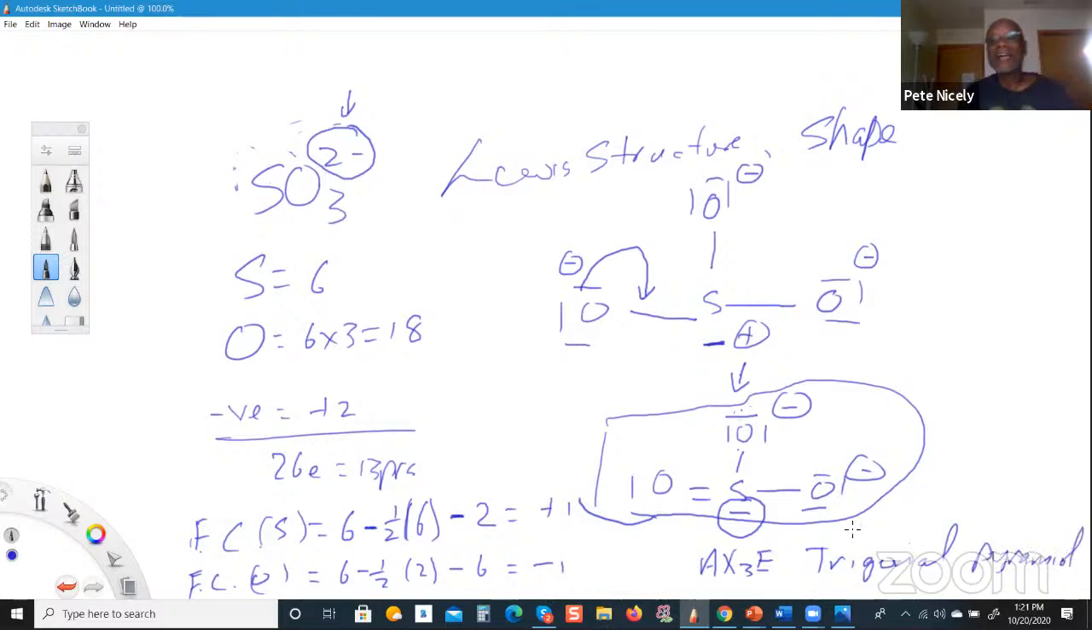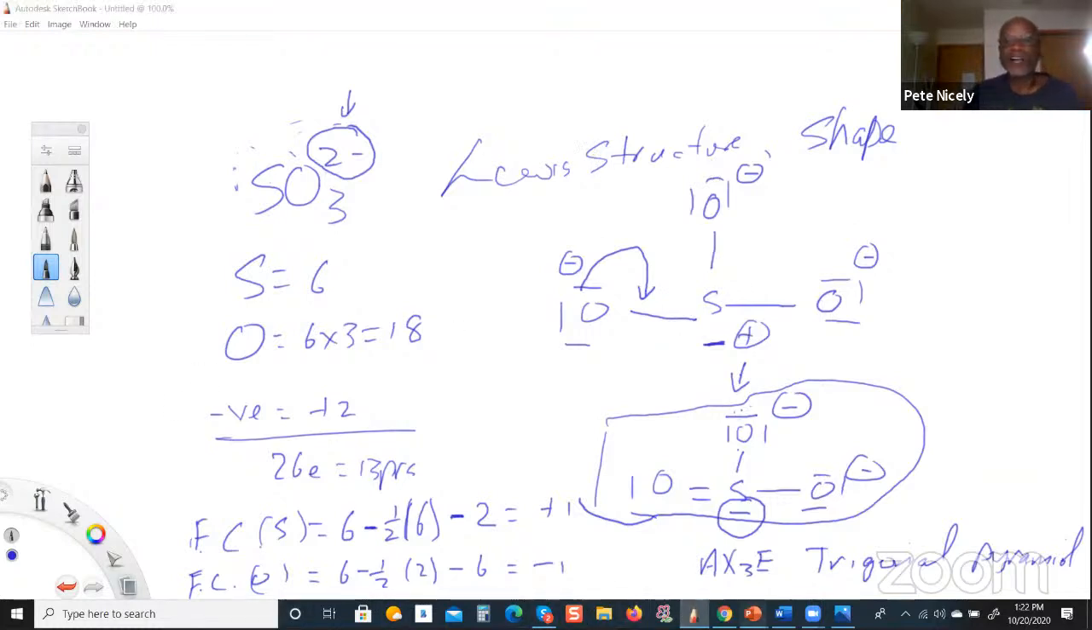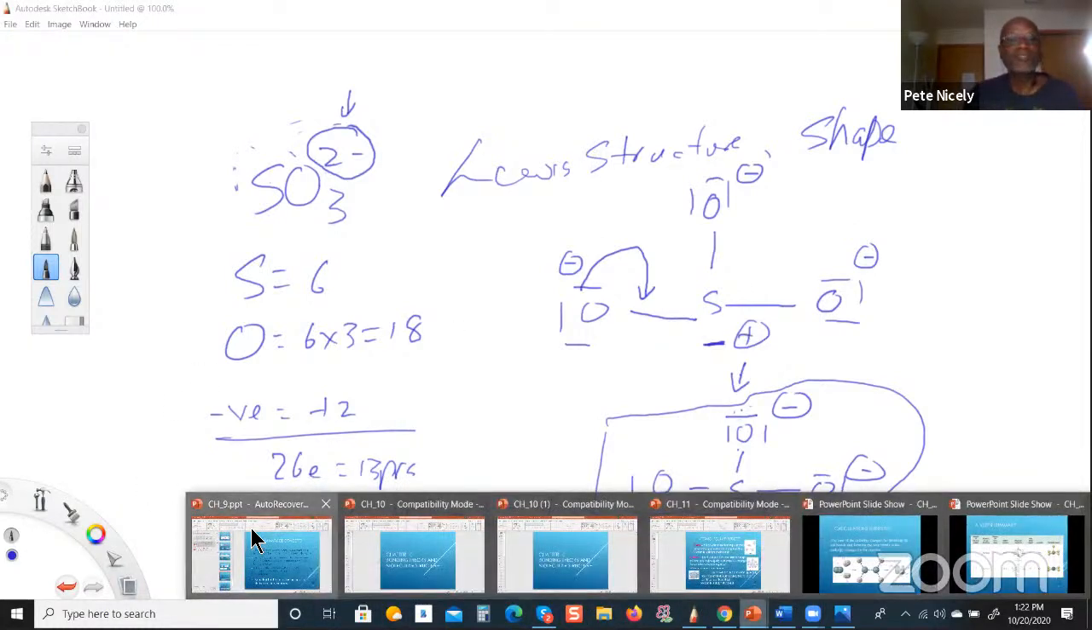And that's it, right? So that's basically how you go from the formula for the molecule or ion to the Lewis structure, and then from the Lewis structure, the geometric shape of the molecule. Any questions about this? Okay, let's move along to a discussion of dipoles.